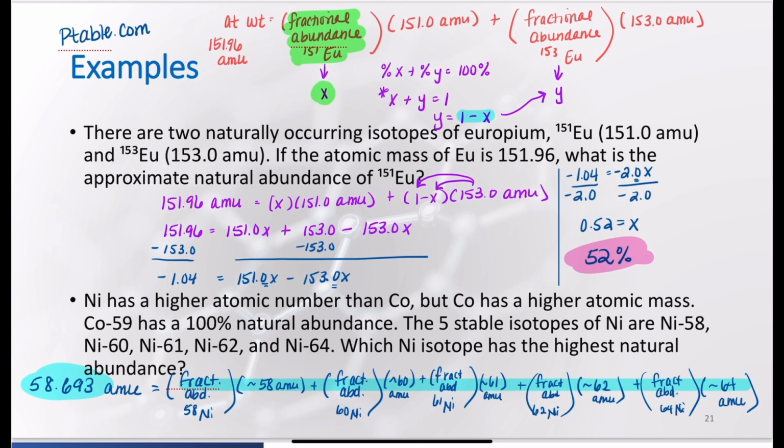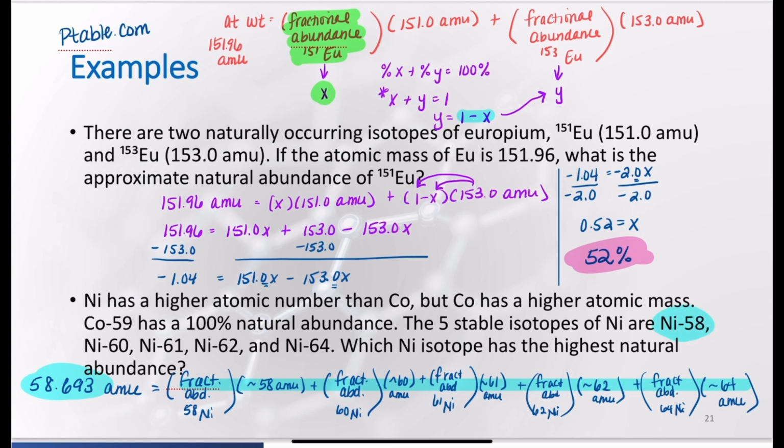I want to know which isotope has the highest natural abundance. Well, 60, 61, 62, and 64 are all going to pull the atomic weight of nickel above 60, right? I've got 58 and 60, and then I've got 3 isotopes above 60. Those 3 isotopes above 60 are going to have a mass unit much higher than 60, especially nickel-64. So they are pulling the mass up. The mass itself is only 58.693, or about 58.7. That means that the isotope that has the highest natural abundance has to be nickel-58.